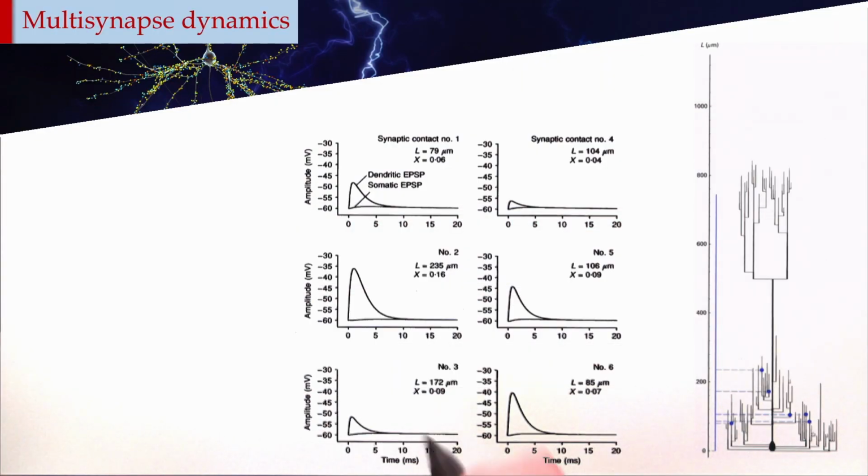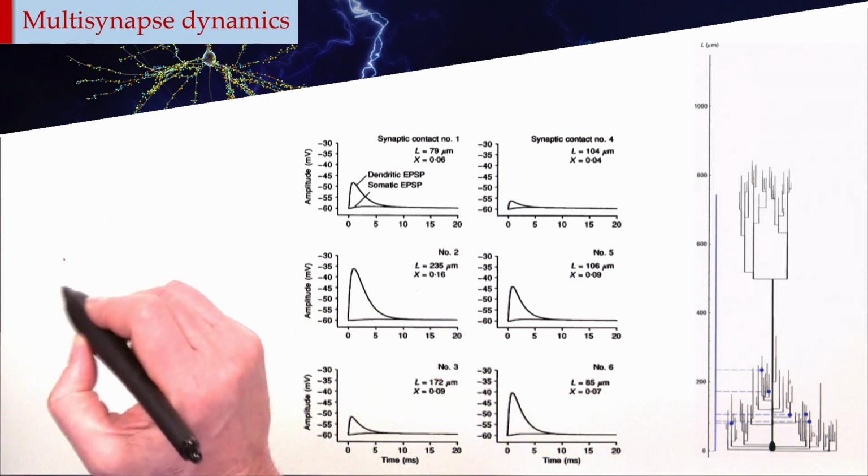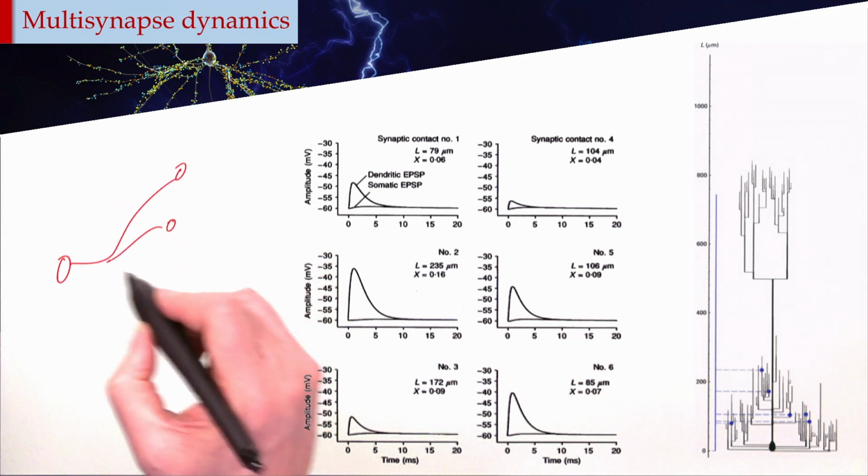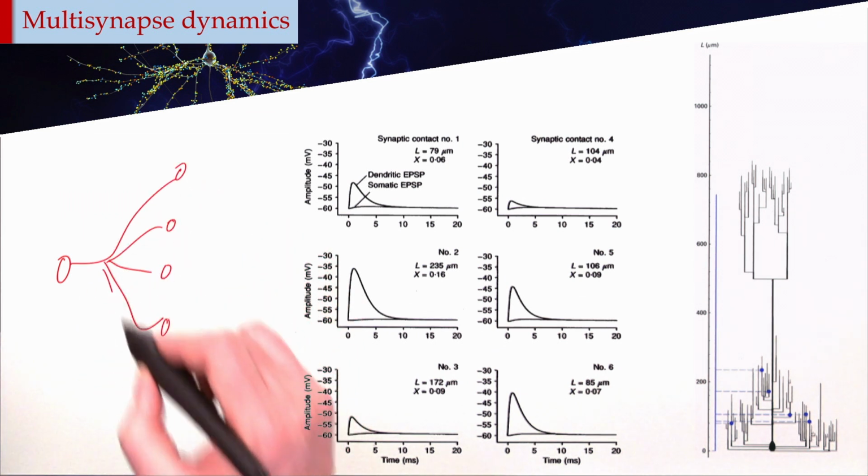But let's look a little bit at the synaptic dynamics. So, as we said, we have one neuron. It has, in this case, 6 synapses.